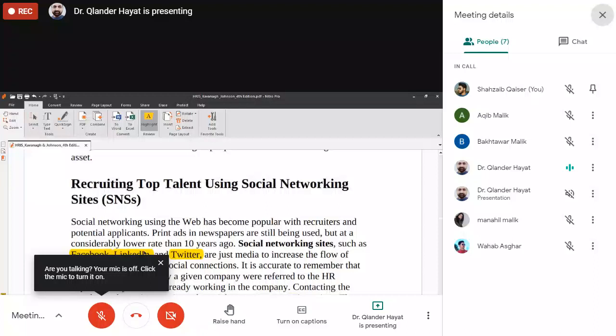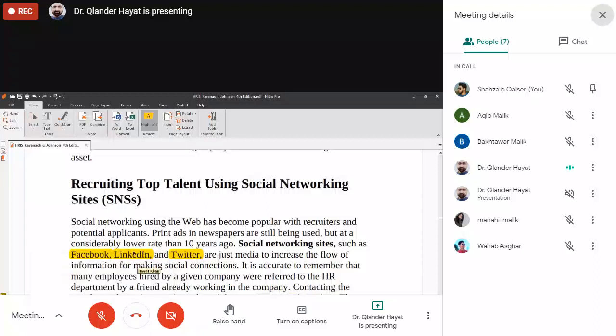This is the website which provides a very useful tool in acquiring talented employees. So if you are a human resource manager in any organization, you can use this LinkedIn website to acquire the talented employees.